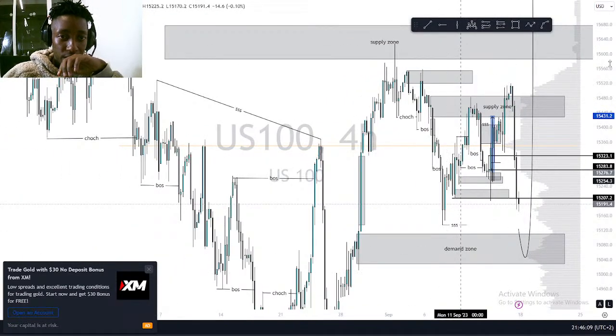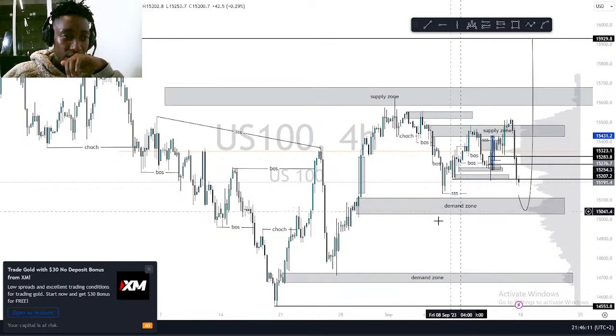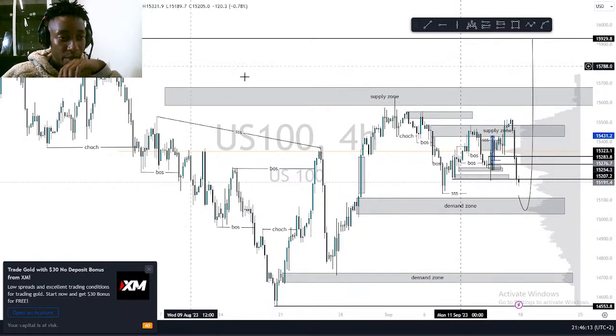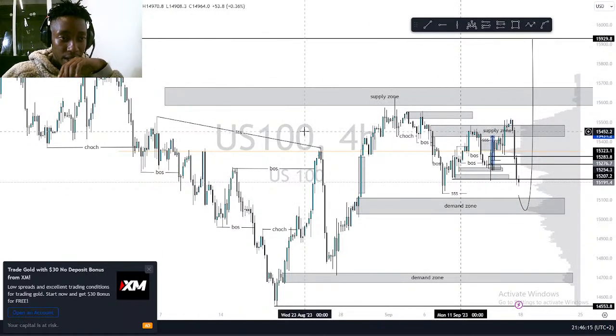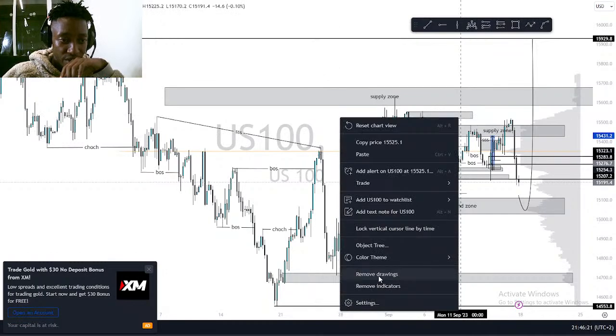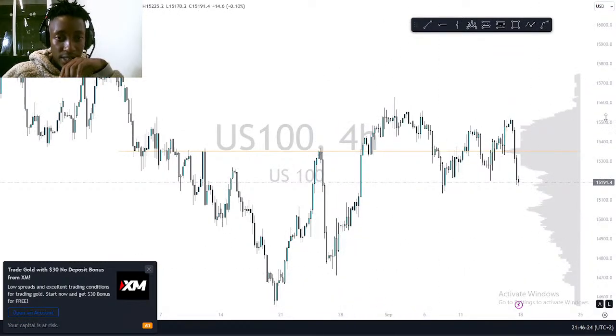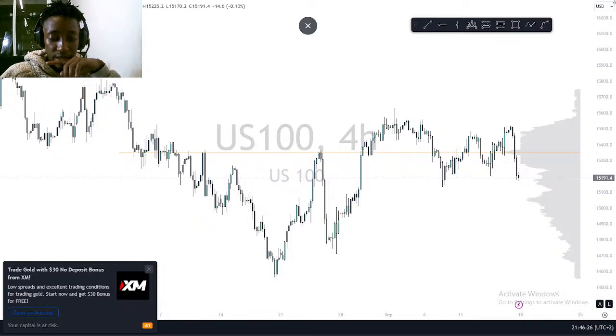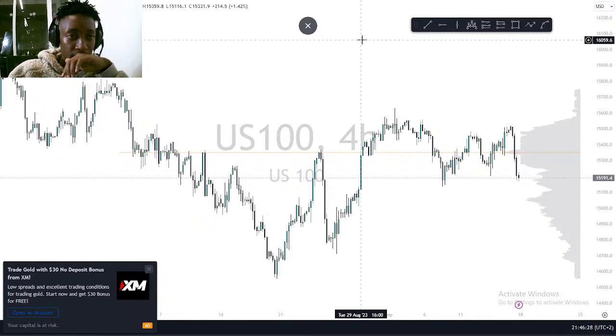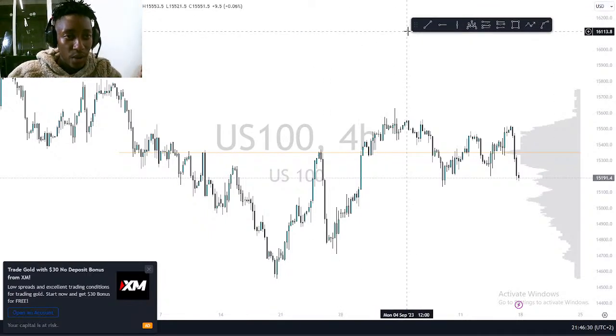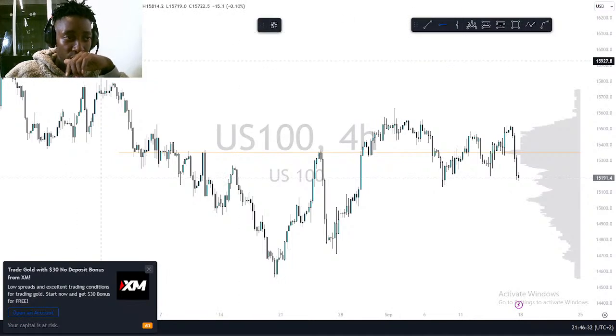We can see, if you look at NASDAQ, guys, that NASDAQ has come a long way. So we can just remove everything, and then you can see that now we have a clear chart on NASDAQ. So we are going to focus where we have our overall high.